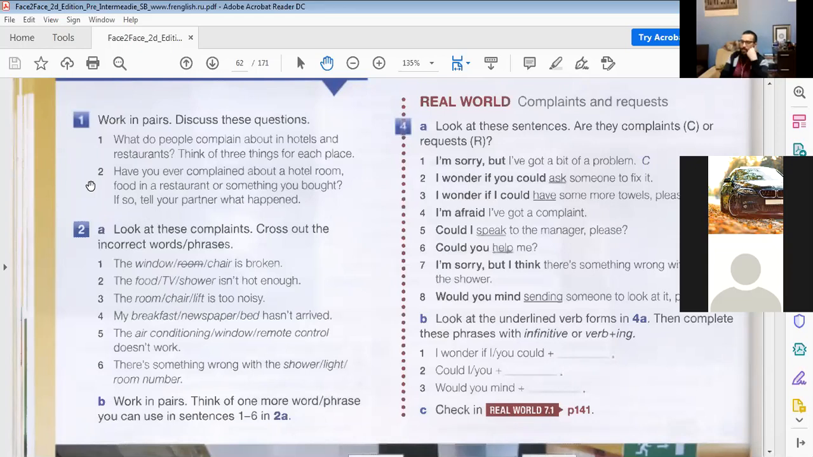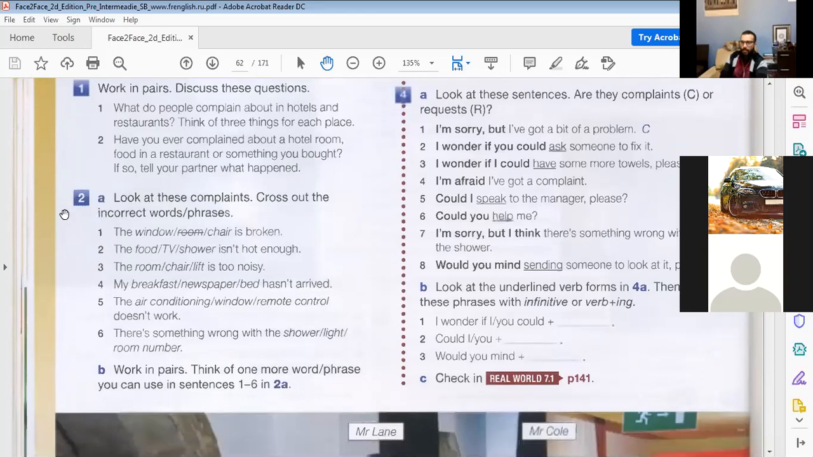Any other stories? Maybe with a restaurant, or maybe you bought something from a store, from a mall, from a supermarket, and you complained about it. Has this happened to you before? No, you can't remember any stories, Sumaya? Okay. So this is just an example of some common problems that people have in restaurants and hotels.